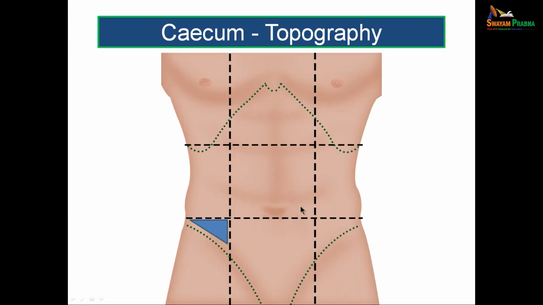Next, let us look at the surface marking of the cecum, or its topography. Cecum is marked in a triangular area which is bounded by the right lateral plane or the mid-clavicular line on the right side, and the transtubercular plane, which is at the level of L5 against the tubercles of the ilium. Lower part of this triangular area is by the groin of the right side. Now, this triangular area is where the cecum will lie.